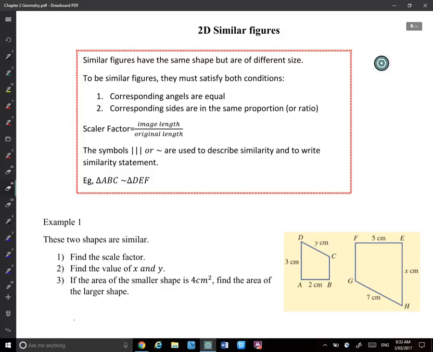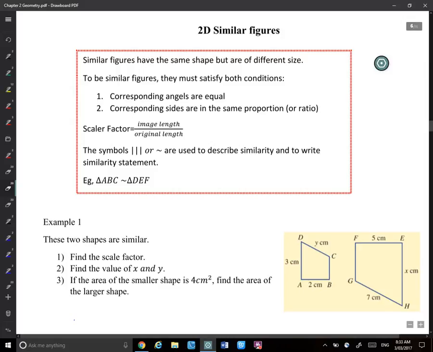Second, all the corresponding angles must be the same. Okay, all the angles must have the same size. And another one is all the corresponding sides should be in the same proportion.